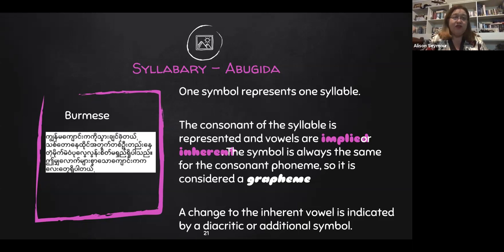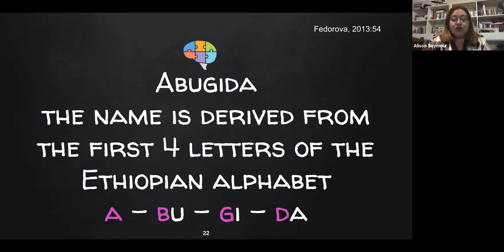So when the vowel differs within the word, that's when they put the different diacritics. So it's like the default vowel, if you like. A consonant has a default vowel, and the way that they represent a different vowel is to change the diacritic. But the symbol's always the same for the consonant phoneme, so we call it a grapheme. So again, it's a consonant representation with the vowels being represented by diacritics. The next page shows, and like Abjad and alphabet, it's derived from the first 4 letters of the Ethiopian alphabet.